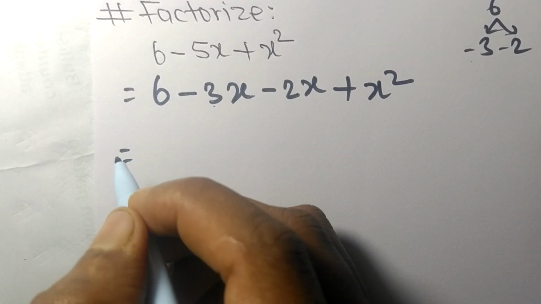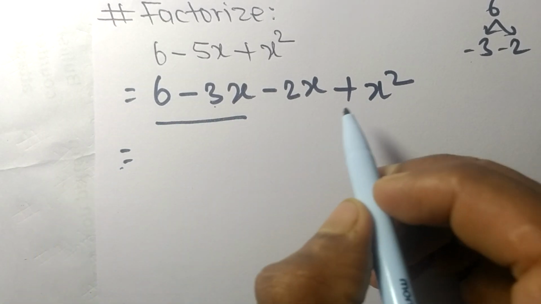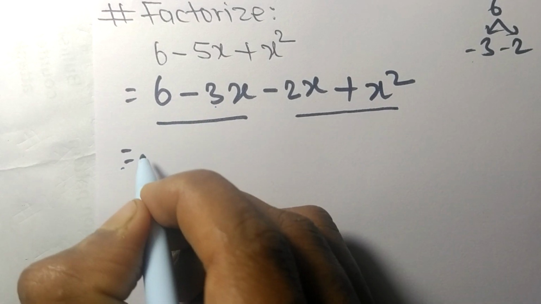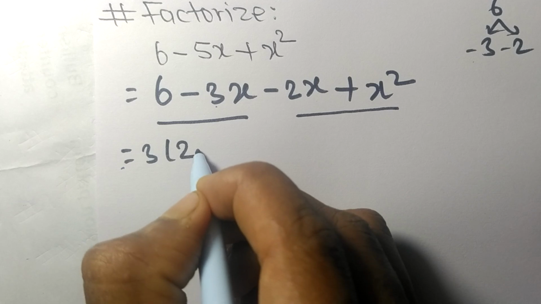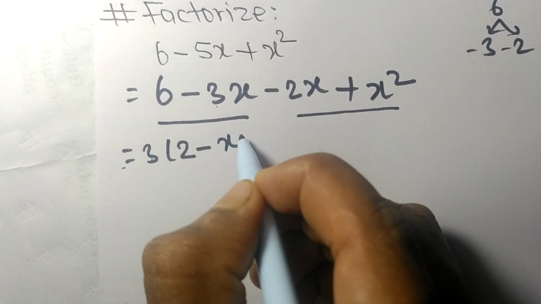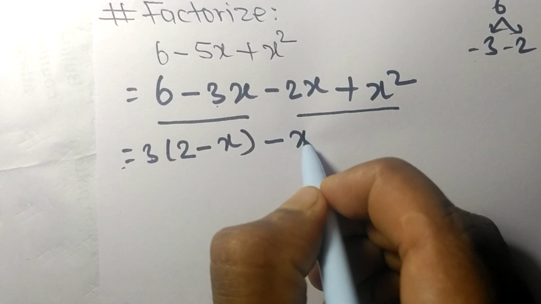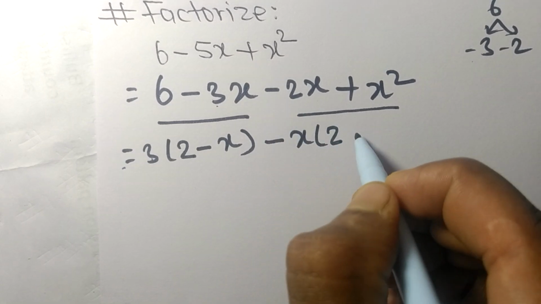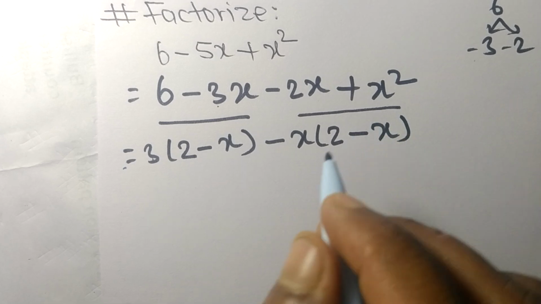So now we find out the common factor in these first two terms and in these last two terms. So the common here is 3. So remaining 3 times 2 means 6, minus 3 already came, so remaining x. Like as, common here is minus x. So x already came, remaining 2, minus x already came, remaining x.